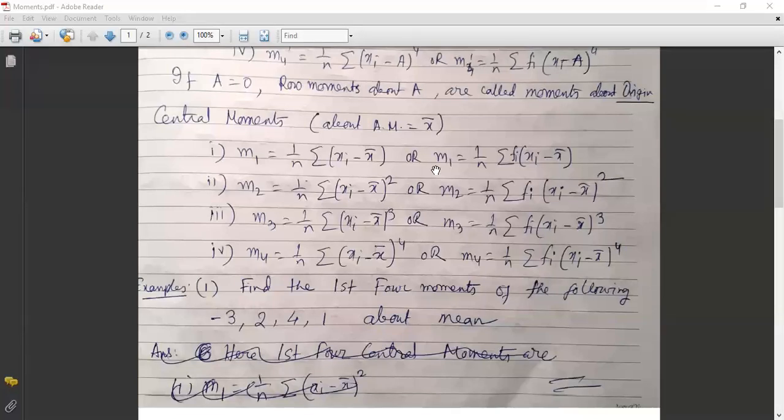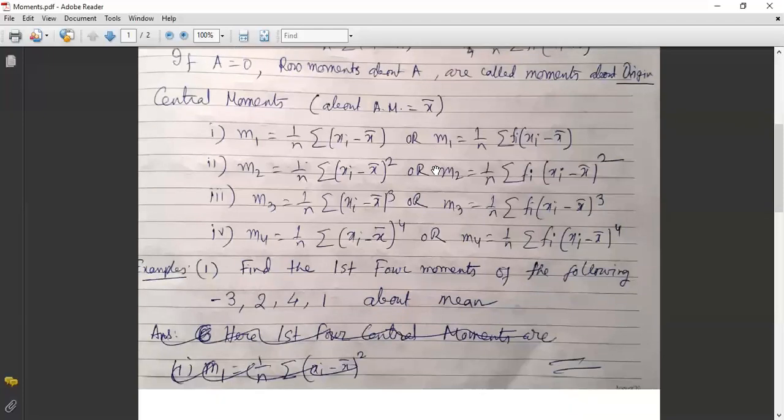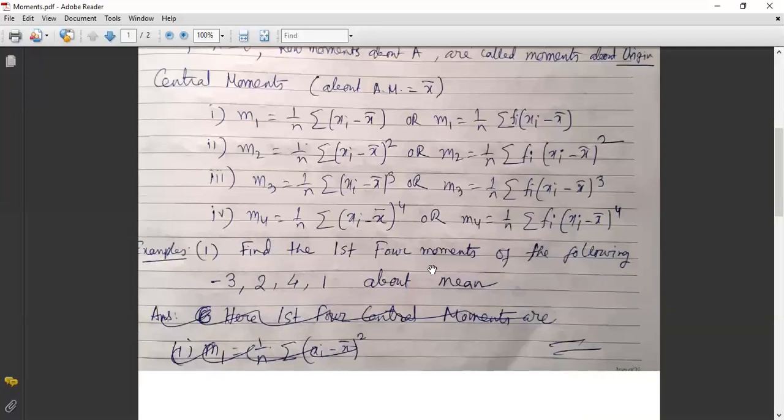Now, better we can go for some examples. First, see the case. First, find the first 4 moments of the following about mean. Let us see, there are 4 elements: -3, 2, 4 and 1. So you have to find the first 4 moments about mean. This is quite simple calculation. Just go for that.